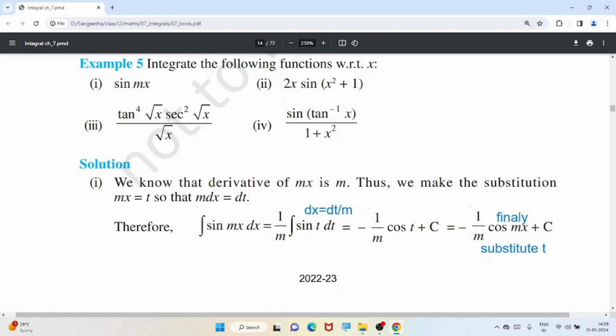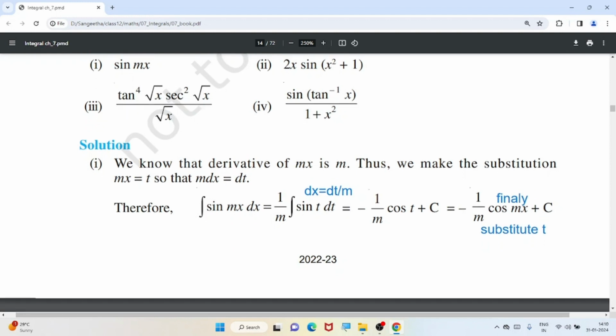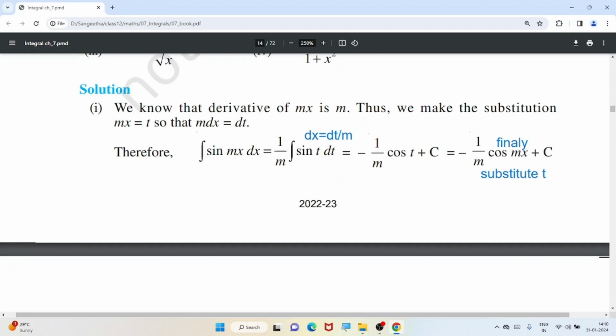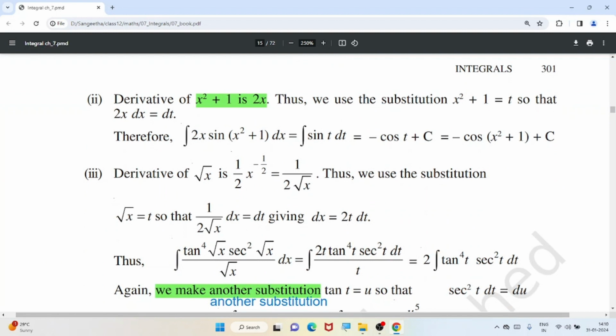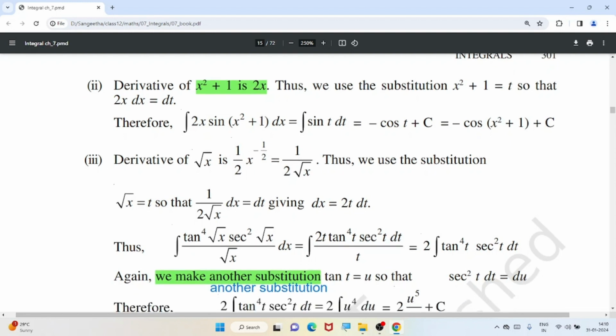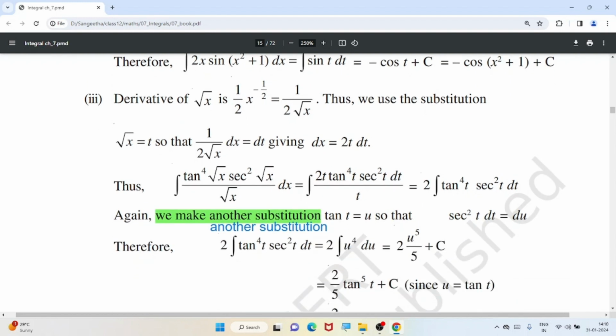So you will understand this if you go through these solved examples. Here dx equal to dt by m, then 1 by m we are taking out. So we will get one constant. Similarly here, the derivative is 2x. Then you place this. So here one more substitution we are making. First substitution, then one more substitution.